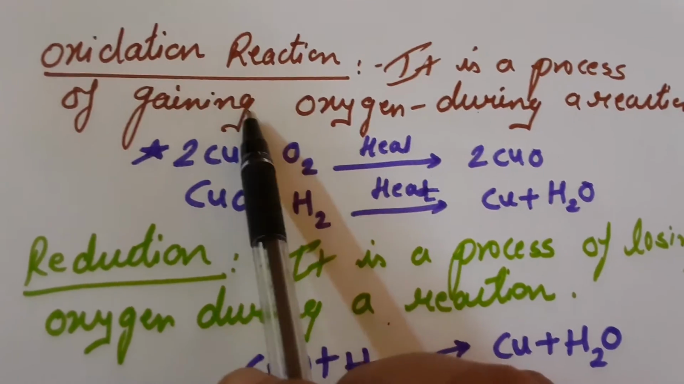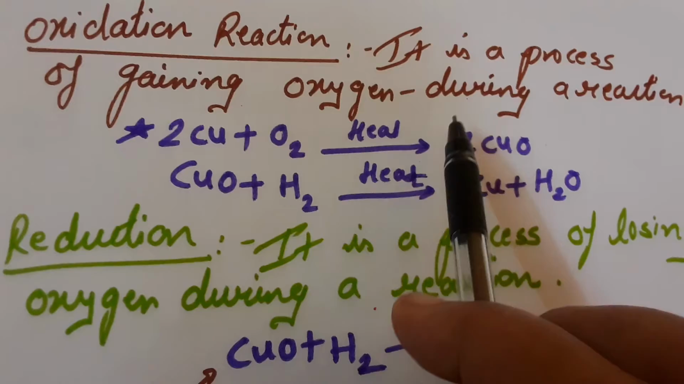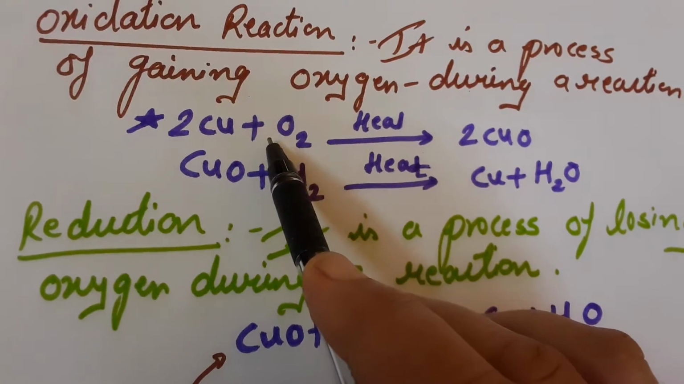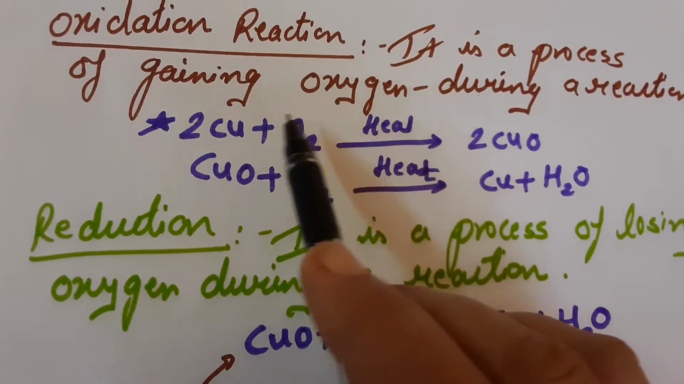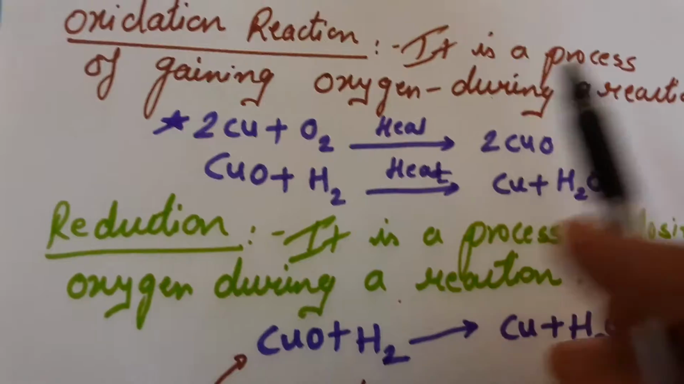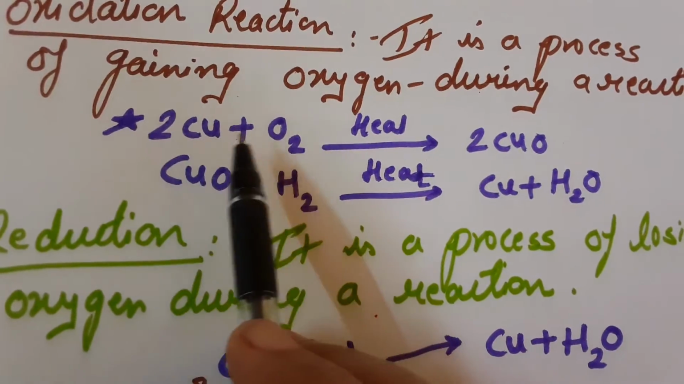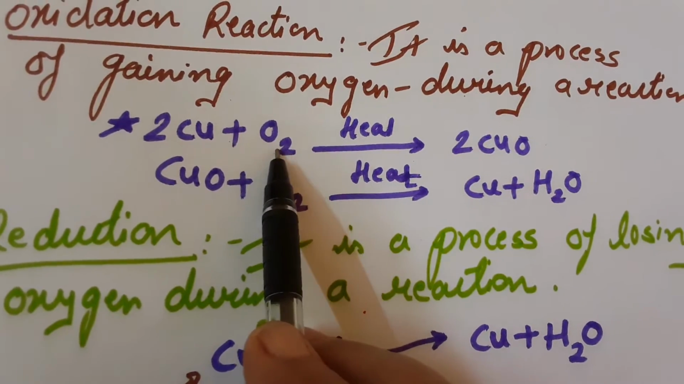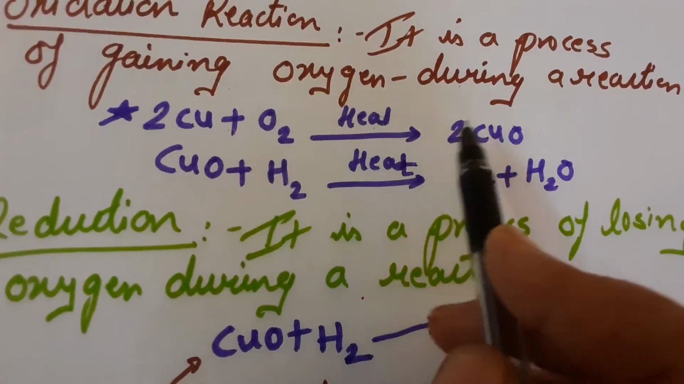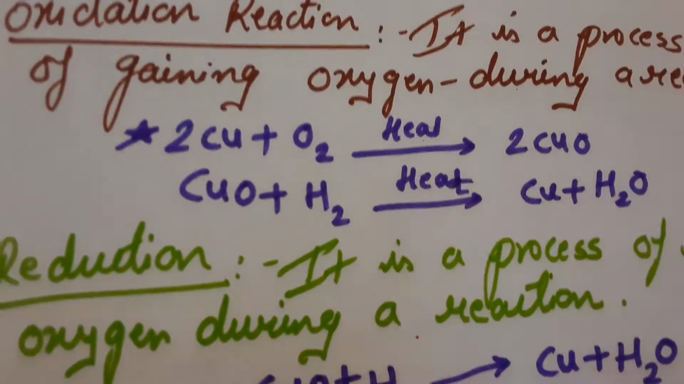So let us start. Oxidation reaction is a process of gaining oxygen during a reaction. So whenever in a process oxygen is gained, that reaction is known as oxidation reaction. Here you can see copper plus oxygen reacts in presence of heat to give 2CuO, that is copper oxide.